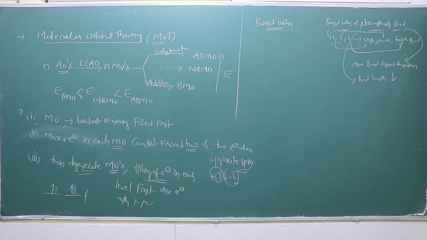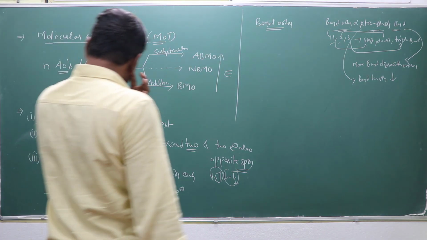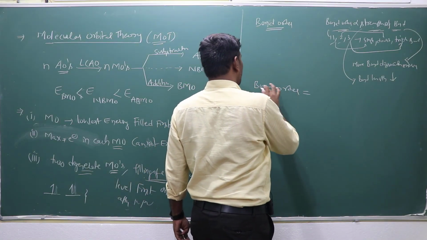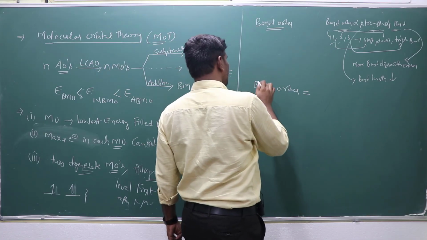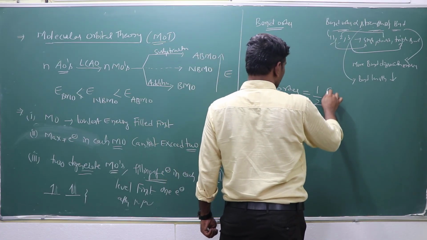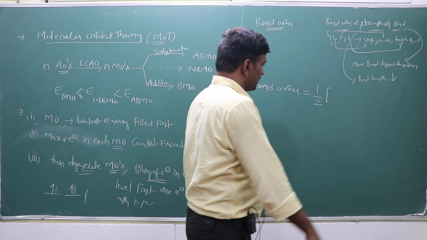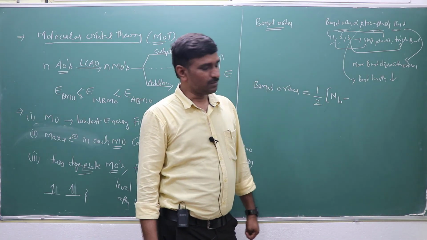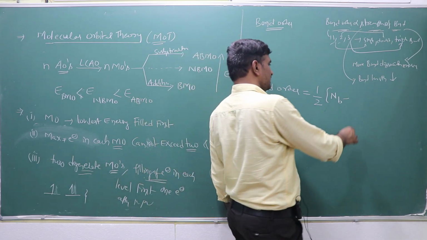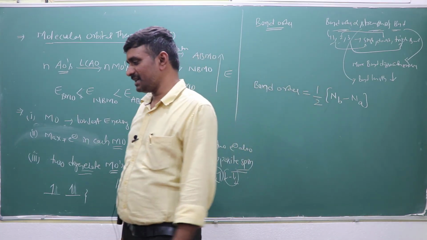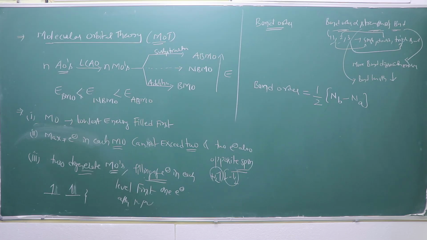So now, what is bond order? It plays an important role. How can you calculate the bond order? Bond order is equal to half the difference between the number of bonding molecular orbital electrons and the number of anti-bonding molecular orbital electrons: bond order = 1/2 (NB minus NA).